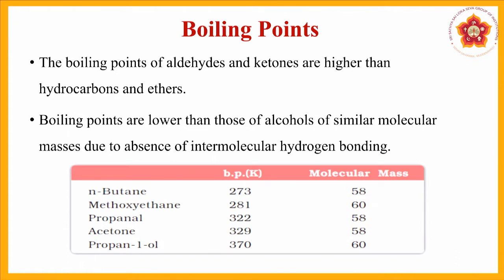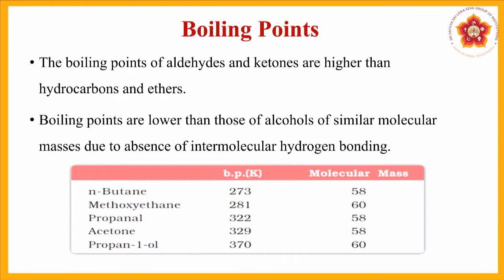Please see the table where similar molecular mass compounds are considered, 58, 60 mass, that is the range that is considered here. And if you see the boiling points, there is a good amount of variation. Butane and methoxyethane actually have 273, 281, which is quite nearby. Then the aldehyde and ketone which is considered here, that is propanal and acetone, is quite similar to each other, 322, 329, and then the alcohol that is considered is pretty much high, that comes to around 370.